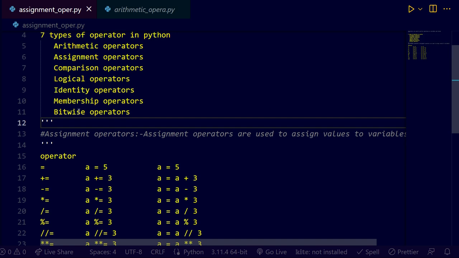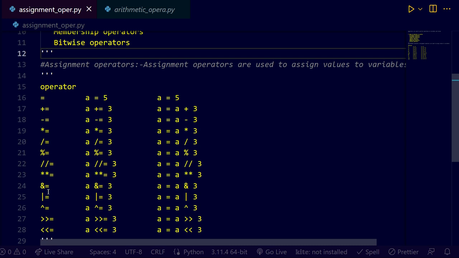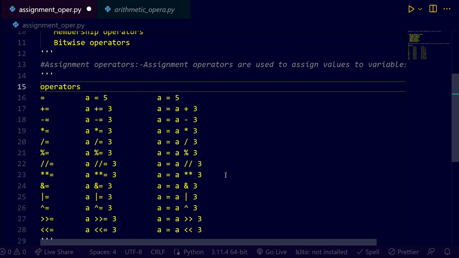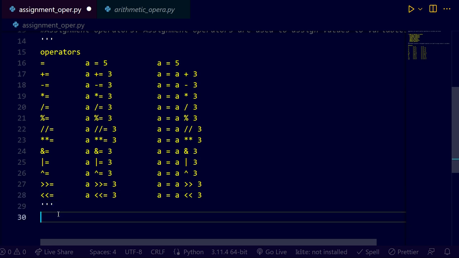That's all. Here are some of the assignment operators: equals to, plus equals to, minus equals to, star equals to, division equals to, modulus equals to, and many more. I'll show you some examples so that you can understand easily. First, you see these operators. Next, let's go for execution.